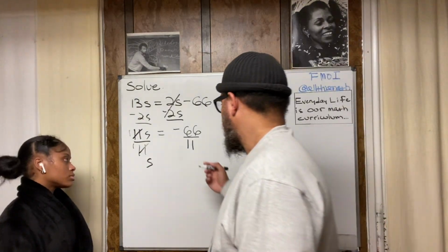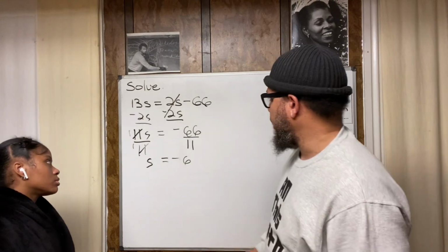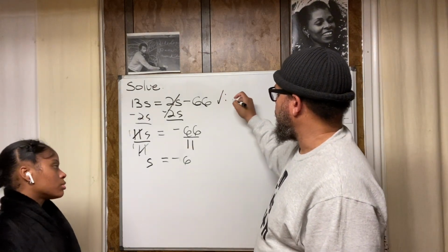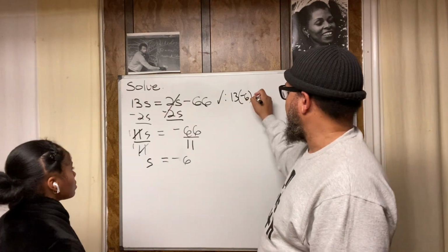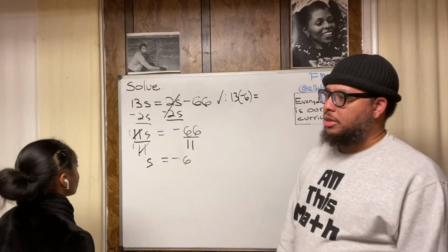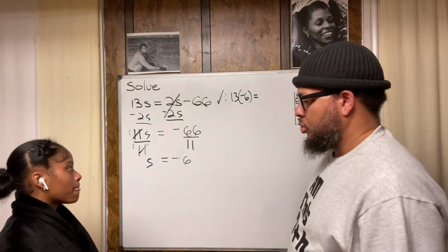Negative 6. So S equals negative 6. We think that's the correct answer. Now we go up here to check our work. Always check your work. When you're in class, always check your work. Don't wait for the teacher to come around and validate you, tell you that you got it right so you can feel smart. Check your work on your own so you can know you're smart.